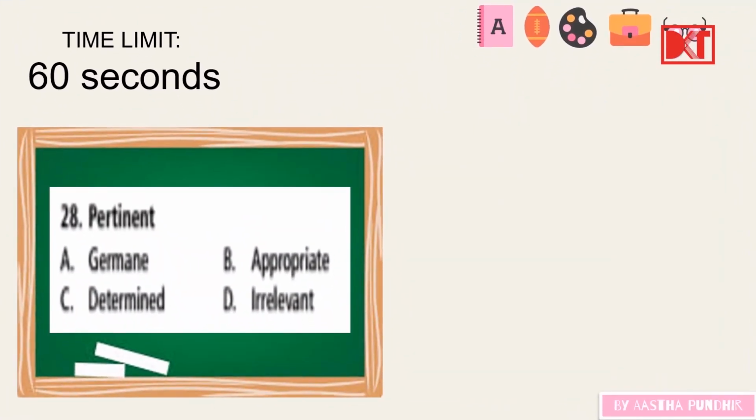The next word we have is pertinent. The options here are germane, appropriate, determined, and irrelevant. Pertinent means something that is appropriate, applicable for a certain thing. So the opposite would be irrelevant, something that is not appropriate, not suitable for a certain situation. Whereas germane, appropriate and determined would be synonyms. All of them mean relevant to something.